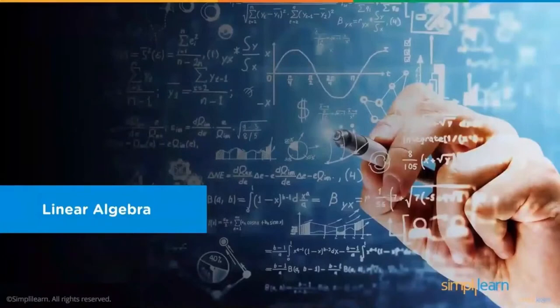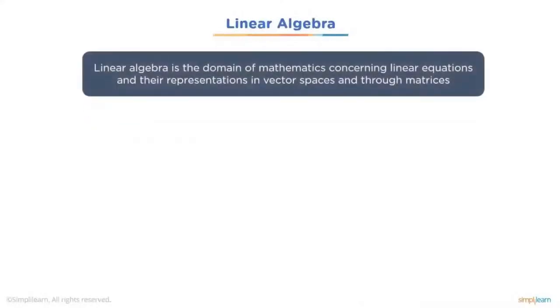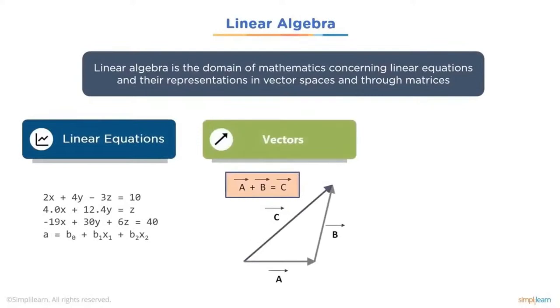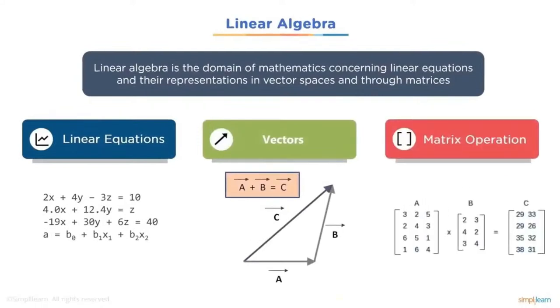You can remember back to your Euclidean geometry. We have a line. Well, let's go through this. Linear algebra is the domain of mathematics concerning linear equations and their representations in vector spaces and through matrices. I told you we're going to talk about matrices. So a linear equation is simply 2x plus 4y minus 3z equals 10. Very linear. 10x plus 12.4y equals z.